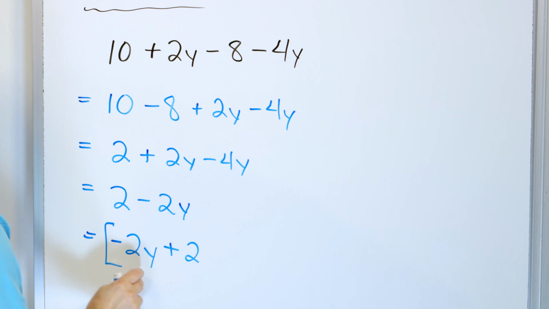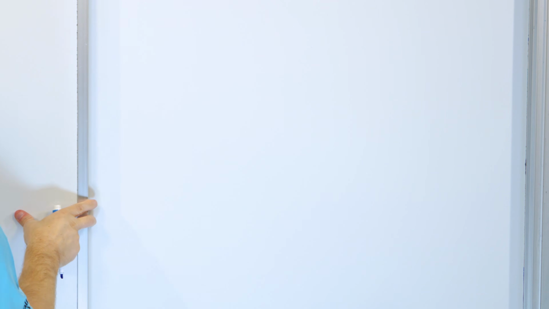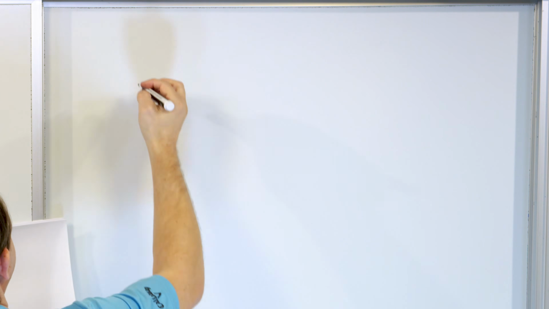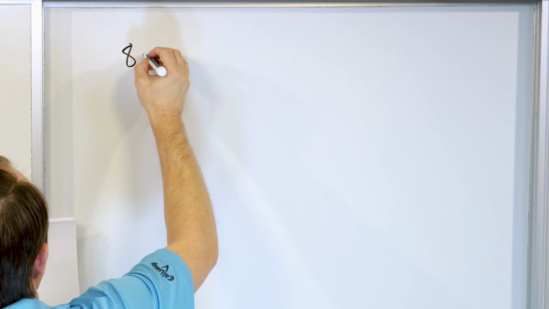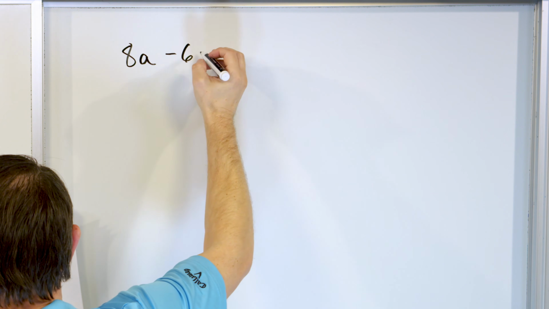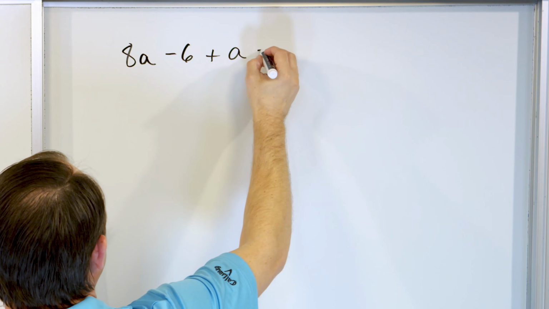This is a more simplified expression. And the stuff that we're doing here is very important because when we solve equations, we're going to be doing this kind of thing for every single problem. Now, what about 8 times a minus 6 plus a minus 4a?